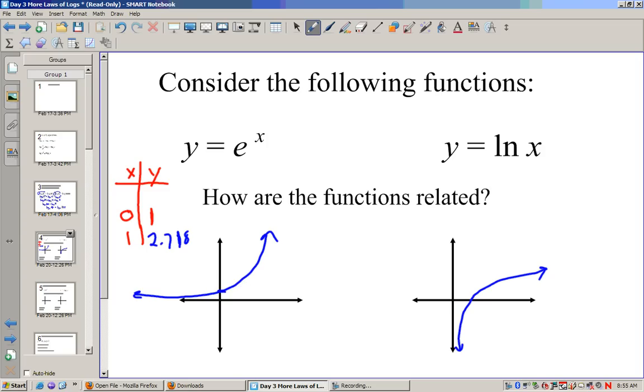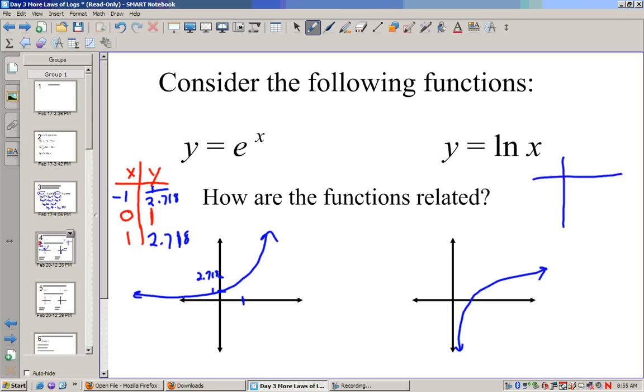So if I go out to 0, I go up 1. If I go out 1, that goes out to 2.718. And then we go to 2, and then it's this number squared, and so on. And as we go less than 1, now it would be 1 over e, which is 1 over 2.718. So it gets closer and closer to 0 as it moves to the left. Now this is the opposite. So it's just like changing your x's and your y's.